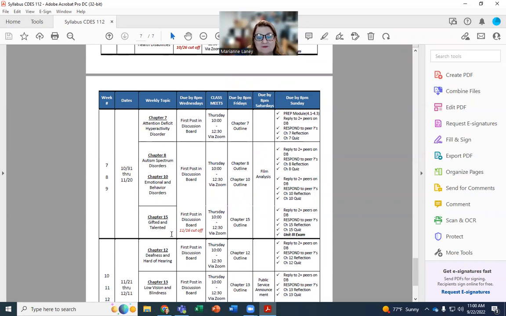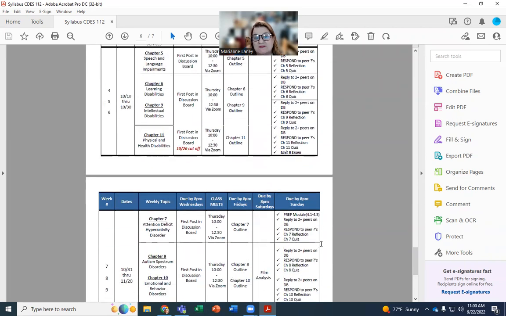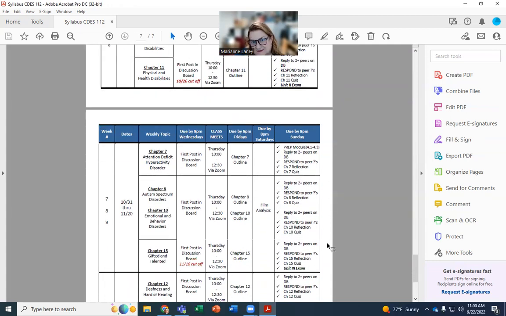And then lastly, I took chapter 15 and bumped it up here too. Because guess what? You can have a kid with ADHD, autism, emotional disorder, and be gifted. You may have this one kid with all these things in your class. I don't ever think that these things don't overlap, because they do. You could have a gifted kid with a learning disability, a gifted kid with a speech impediment, a gifted kid in a wheelchair.